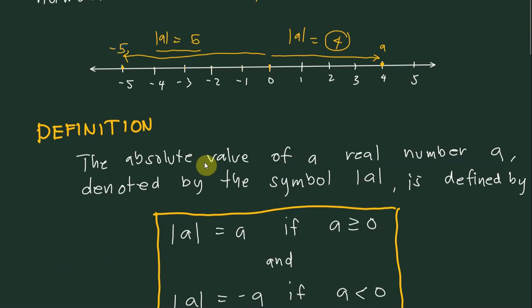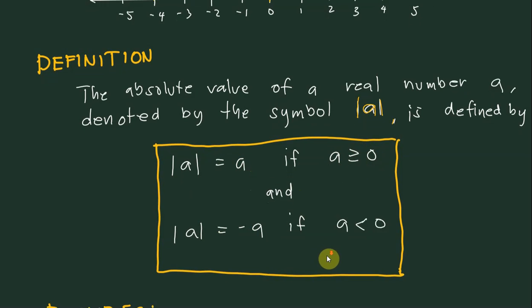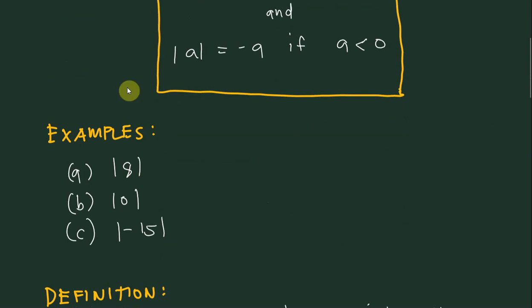Okay, so that's the intuitive understanding of that. Let's go to a more formal definition. The absolute value of a real number A, denoted by the symbol right here, is defined by: the absolute value of A is equal to A if A is greater than or equal to 0, so if A is positive or equal to 0. And the absolute value of A is equal to negative A if A is less than 0, or if A is negative.